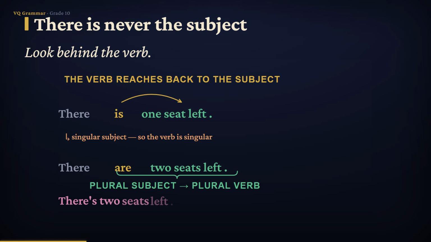And here comes the mistake you hear almost every day. There's 2 seats left. Listen closely to that. There's is just a squeezed together version of there is, a singular verb, and it has crashed straight into a plural subject, 2 seats. They do not agree. So slow down, find the subject sitting behind the verb, and the fix appears on its own. There are 2 seats left.